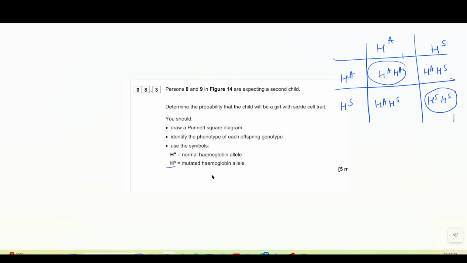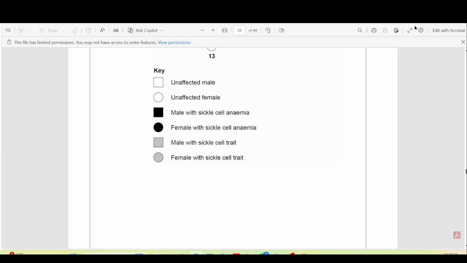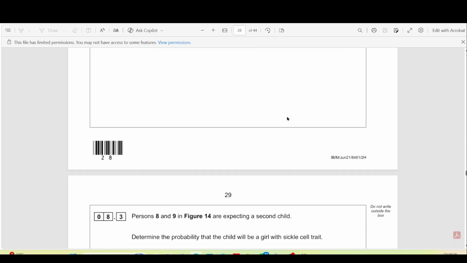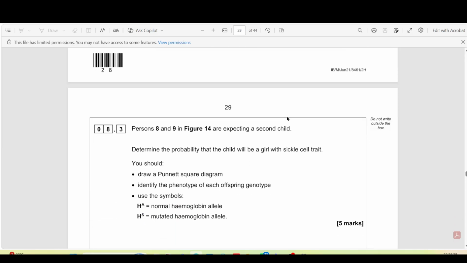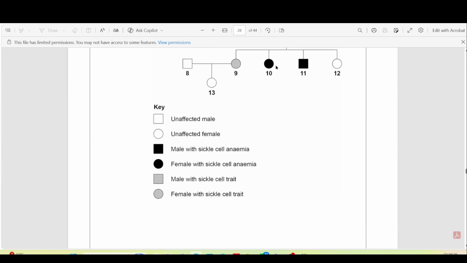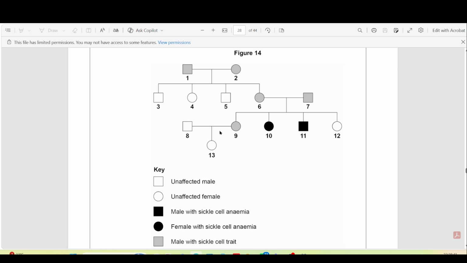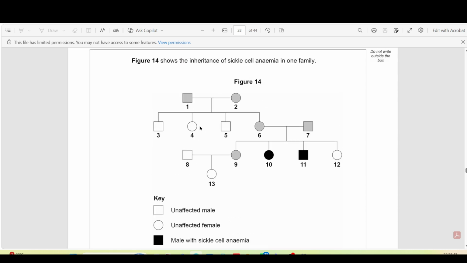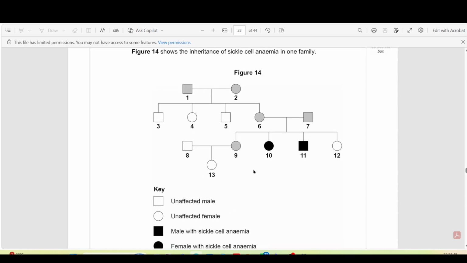So what is the question? Probability of the child will be a girl with a sickle cell trait. Okay, and the girl is, okay, so how many girls are there?